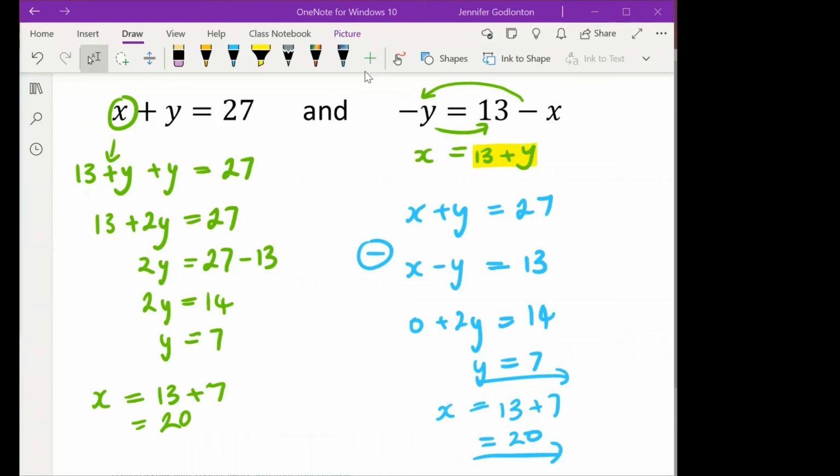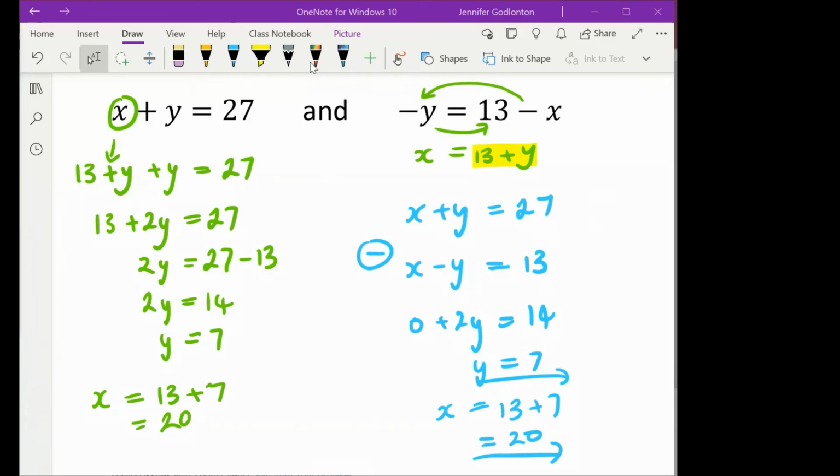How can I help? Ma'am, I still don't understand how you got x as 20. That's the part I don't understand. I got 7 the same, but I didn't get 20. Okay, so you were able to see that y is 7. Yes, ma'am. Okay, so that's the hard part.